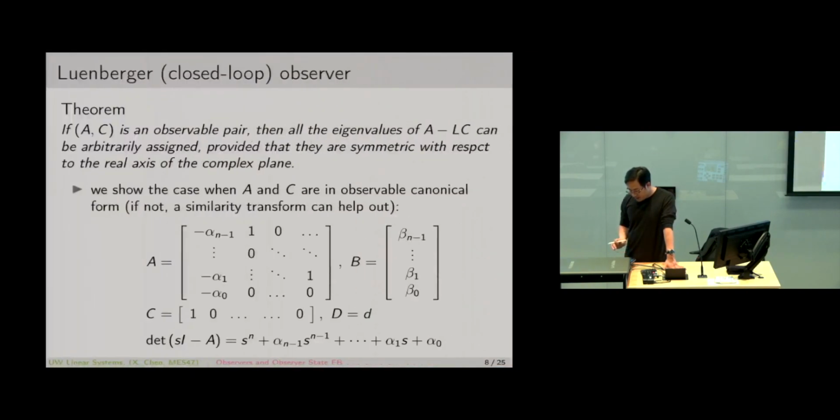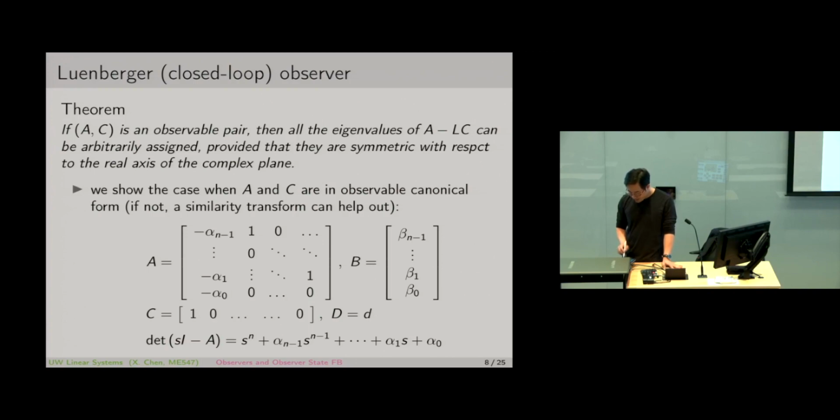This is a theorem, and it's very easy to see. Let's start with the observable canonical form. Let's say A is in the observable canonical form that looks like this. Only the first column has these coefficients, alpha 0 to alpha n minus 1. And then C is in the observable canonical form. That means C is 1, 0, 0, 0, etc. Let's start with this case, and then we're going to talk about the case when they are not in observable canonical form.